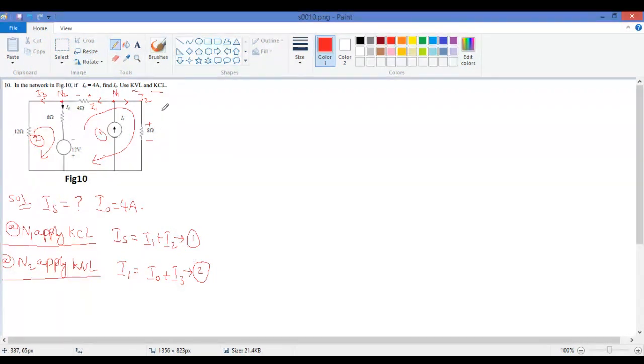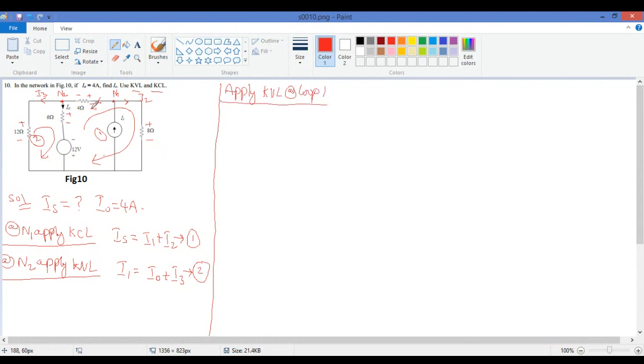Now when the current I naught is moving from this, this will become positive polarity and this will become negative polarity, and this I3 is moving here, this will become positive and this will become negative. Now we will apply KVL in both loops. Let us see how we'll apply KVL in these two cases. So we apply KVL at loop 1.